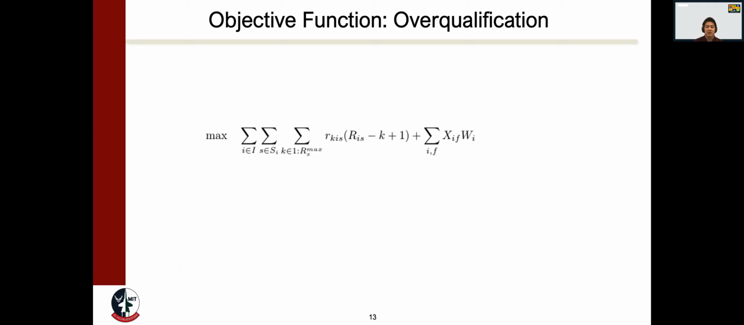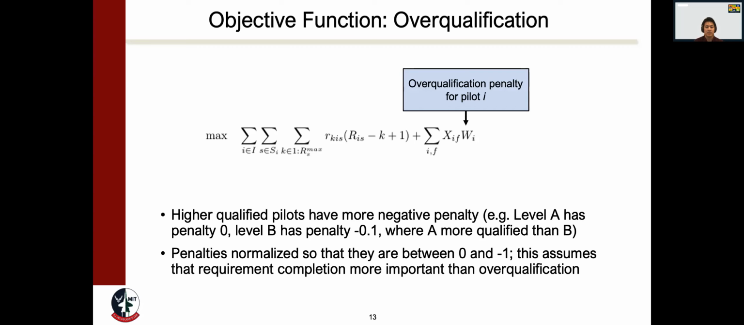We also incorporate overqualification into the objective function. Overqualification is when a highly qualified pilot, like an instructor pilot, flies an event that could have been staffed by a lower qualified pilot. More qualified pilots tend to be more senior, and it is important to keep highly qualified pilots available for pop-up missions. Thus, in this maximization formulation, we assign higher qualified pilots a more negative penalty, so that we will tend to choose lower qualified pilots before higher qualified pilots. The constraints mentioned before ensure that no underqualified pilots are assigned to events. These penalties are also normalized to be between 0 and -1, so that requirement completion takes precedence over overqualification.